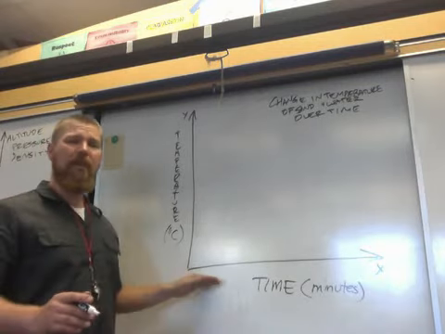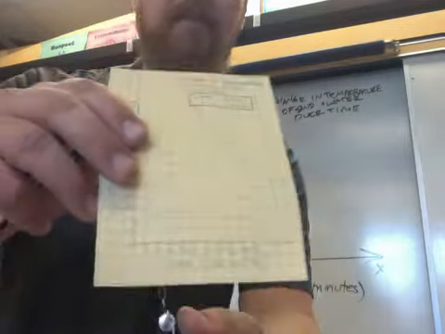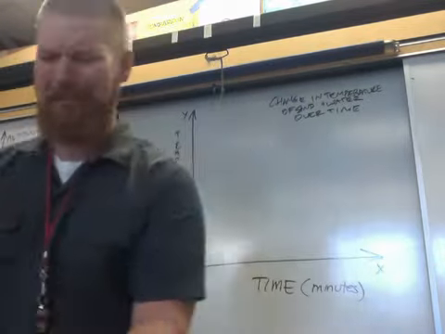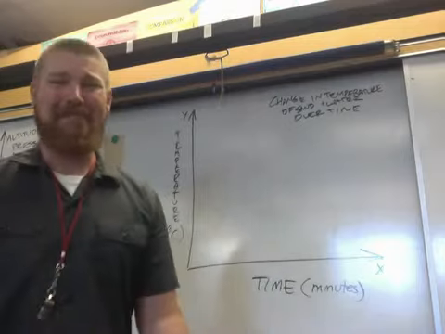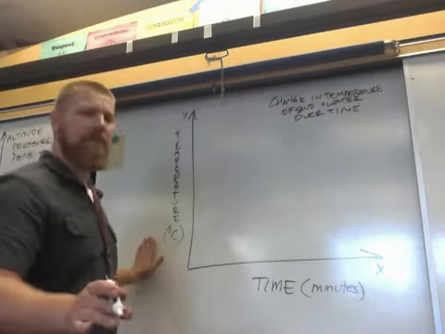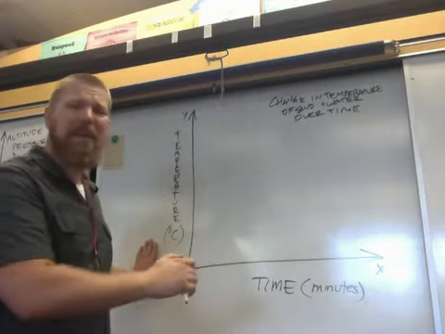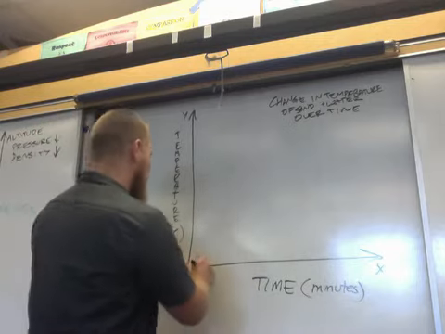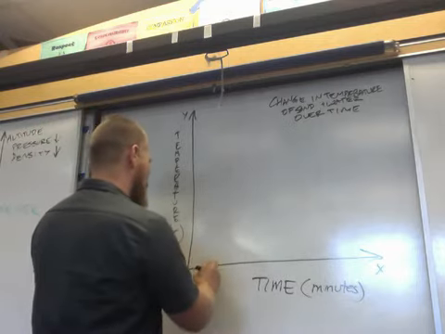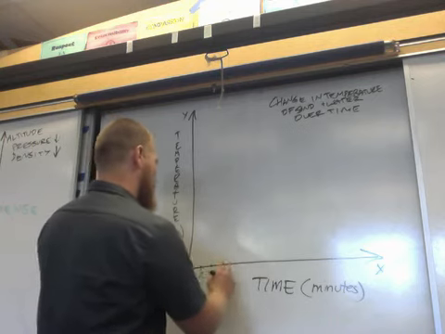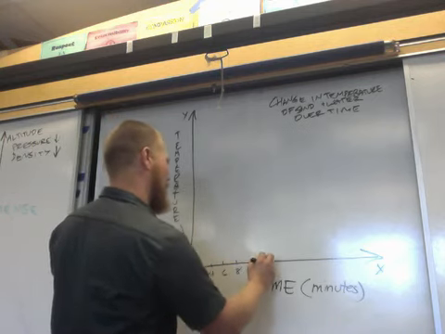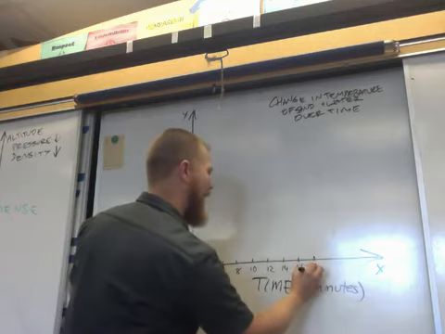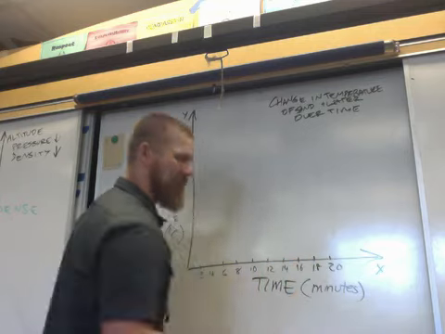But I don't have enough boxes here, Mr. Wiggin. This is my graph paper. There's not 20 boxes. Oh my God. Should I just go up to 15? No. We can work with this. Just make every box 2 minutes. We can just do it that way. So we'll do 2, 4, 6, 8, 10, 12, 14, 16, 18, 20.